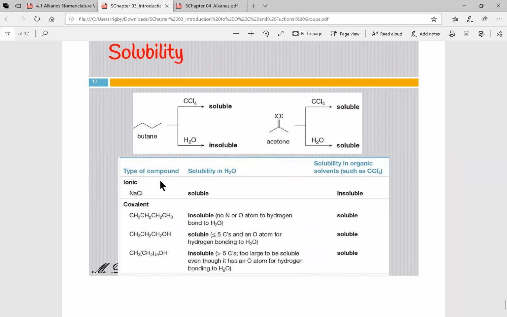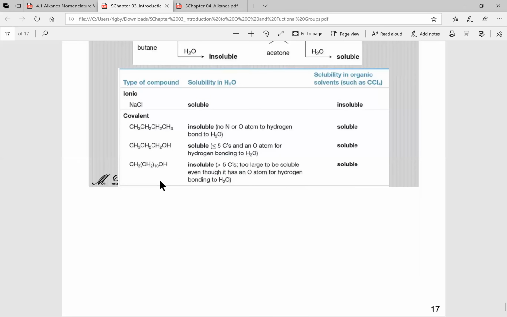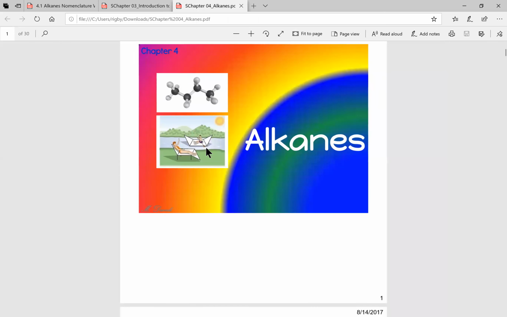Okay, so that's it for chapter 3. I'm going to go on to chapter 4, which I feel like is much more important. Chapter 4, alkanes. This chapter is just going over carbon-carbon single bonds. So anything that kind of looks like this. Easy. Let's scroll down.